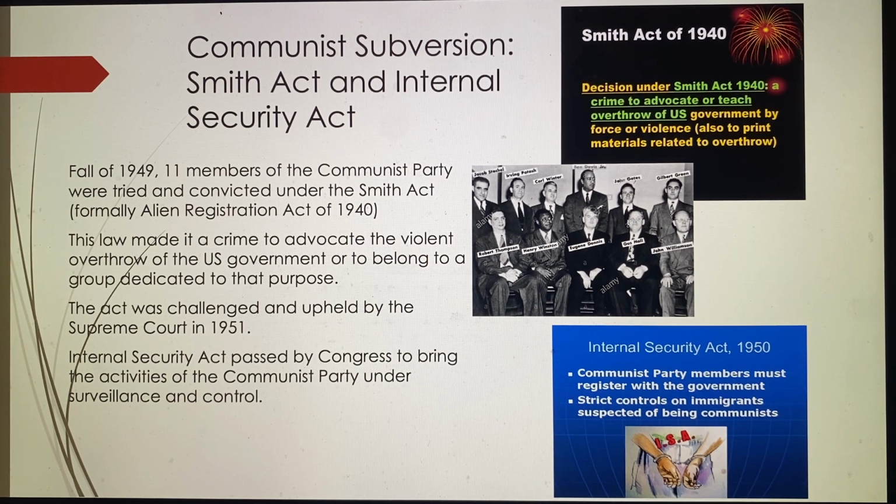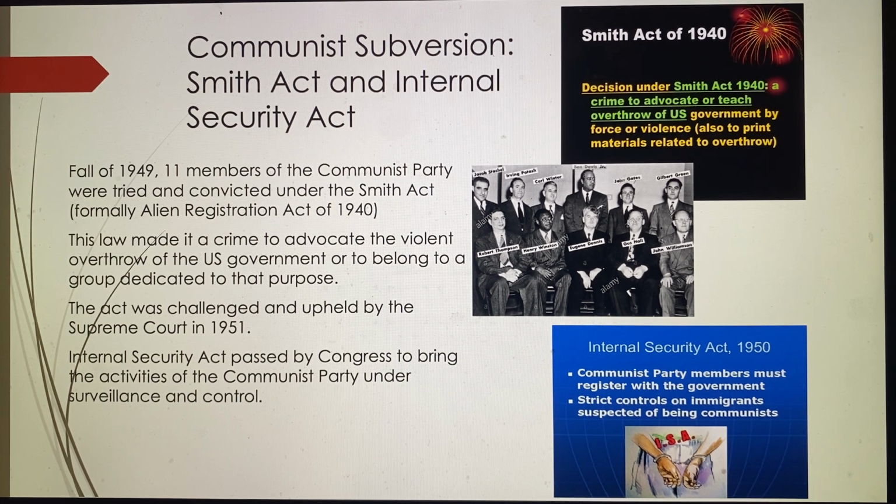So the Smith Act basically said that if you want to overthrow the government, it's a crime. And if you want to belong to a group that wants to overthrow the government, a communist group or such, then that's a crime too. That's all it said. The act was challenged and upheld by the Supreme Court. In 1951 the Supreme Court upheld the Smith Act: a citizen was not allowed to belong to communist subversive activity that wanted to overthrow the United States of America.